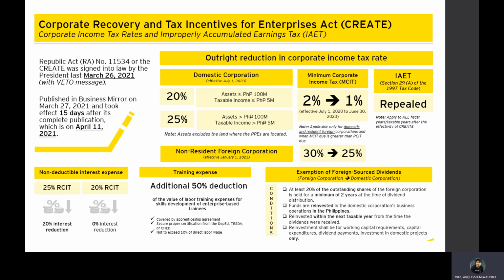And then also for non-deductible interest, so merong 20% interest reduction for RC. Then for training expenses, meron siyang additional incentives na binigay, additional 50% deduction of the value of labor training expenses for skill development and enterprise-based trainees. And then for exemption of foreign source dividends from foreign corporation to domestic corporation. So ito dapat yung mga requirements na kailangang ma-meet bago maging entitled dun sa exemption ng foreign source dividends. So at least 20% of the outstanding shares of a foreign corporation is held for a minimum of 2 years at the time of dividend.